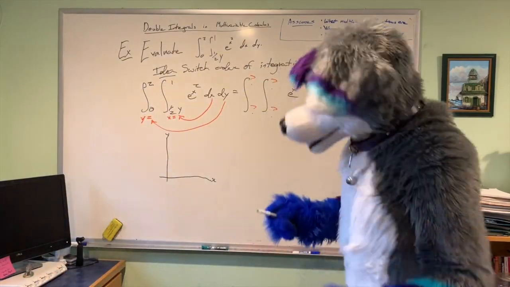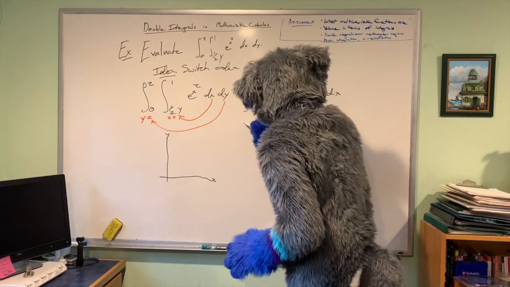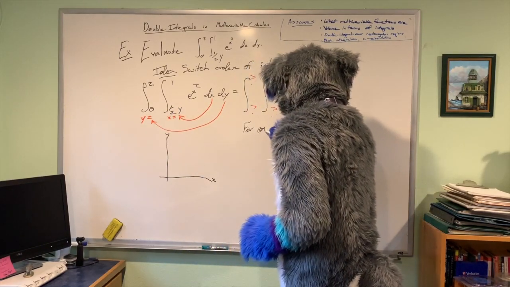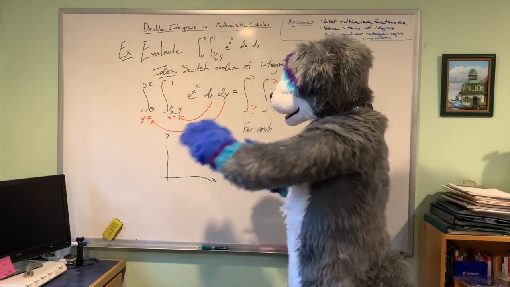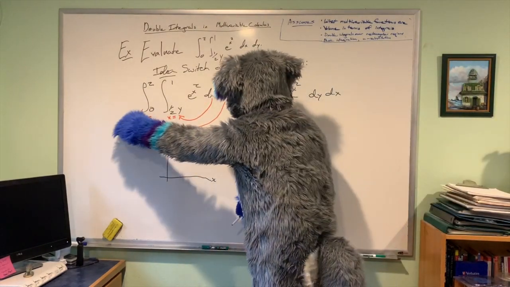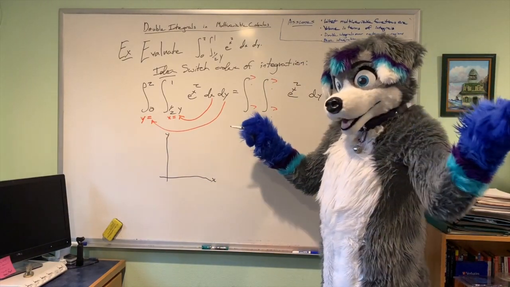Okay, so let's write down that sentence. What do these limits tell me? They tell me for each, like I said in the last example, I go outside in. For each, outside is y values.